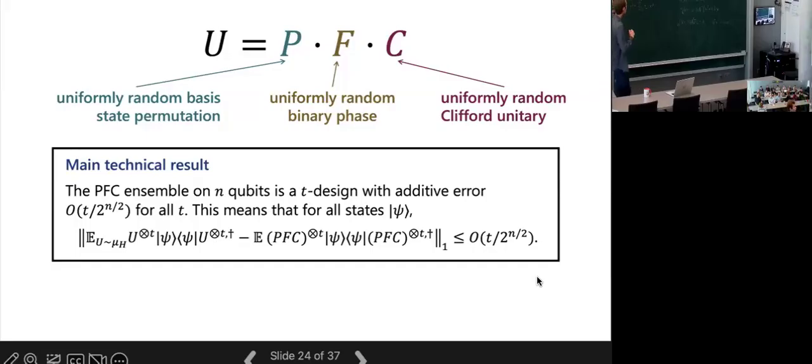Also, just as a reminder on what this design thing means mathematically, it means you can make any state now, and there are no restrictions on this state anymore in contrast to the previous works. And then you sample either a Haar random or a PFC unitary, and on average, if you apply the unitary t times in parallel, these two states are close in trace distance.